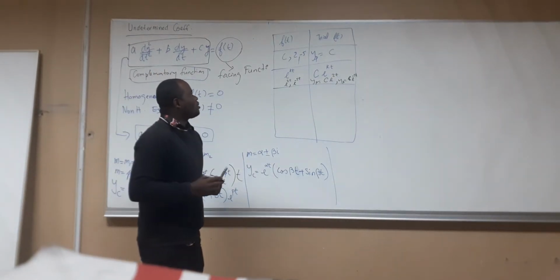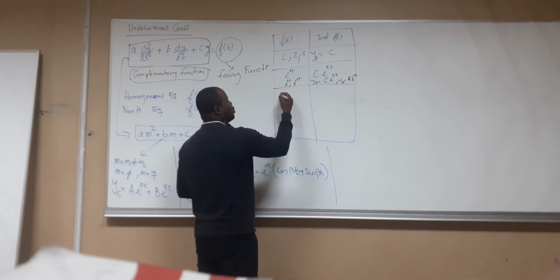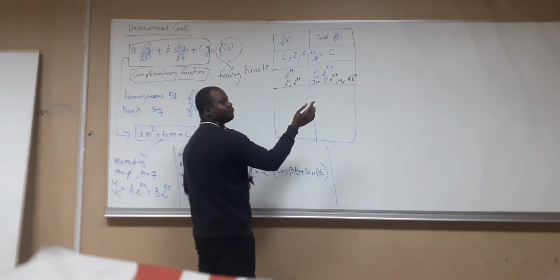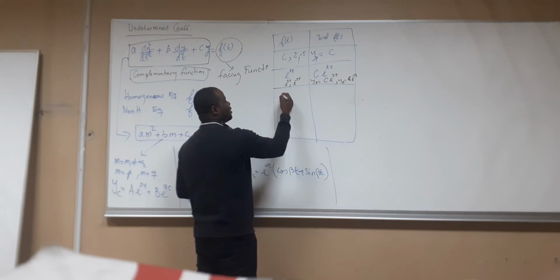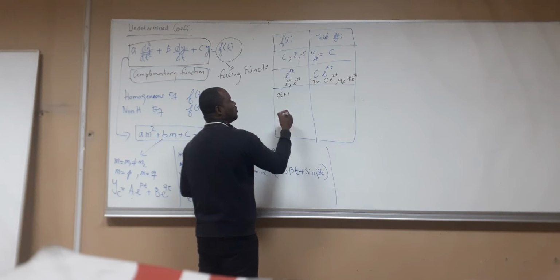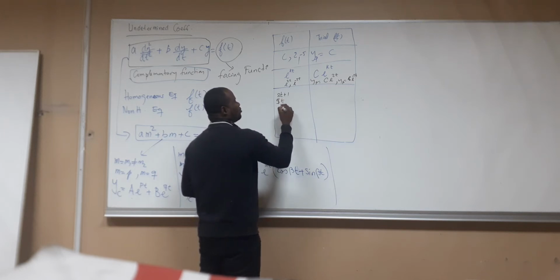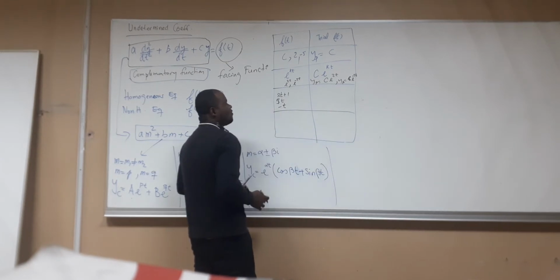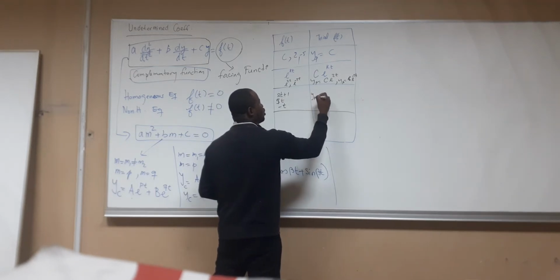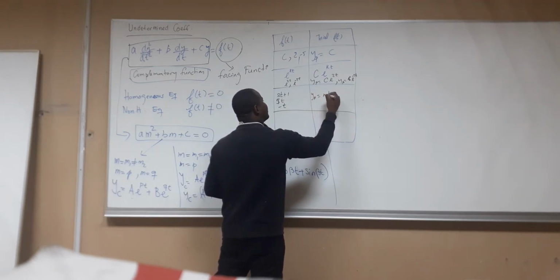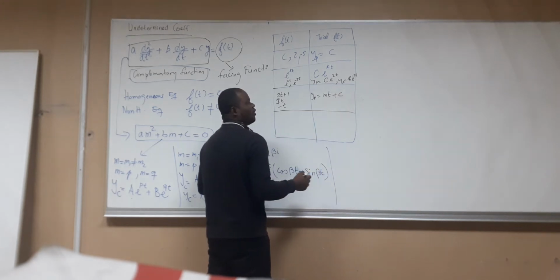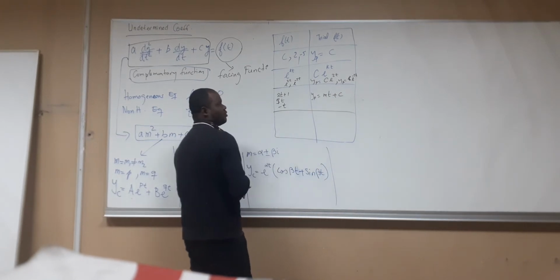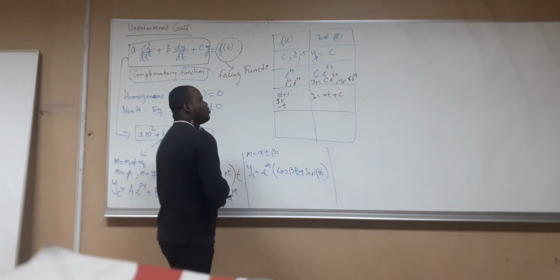So, if your forcing function is a linear function, like 2t plus 1, or 2t, or let's say 3t, or minus 1, okay? Your trial function will be yp equal to mt plus c. Alright, this will be your trial function.